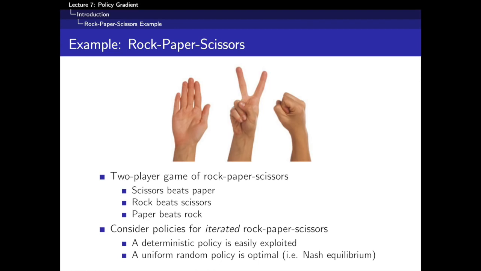In fact, the only optimal policy in this domain, in terms of a Nash equilibrium, which is the game theoretic notion of optimality, is to play uniformly at random. Anything else can be exploited, because if you play one choice more often, your opponent will learn to exploit that. So this is an example where the optimal behavior is actually stochastic. A stochastic policy is necessary.